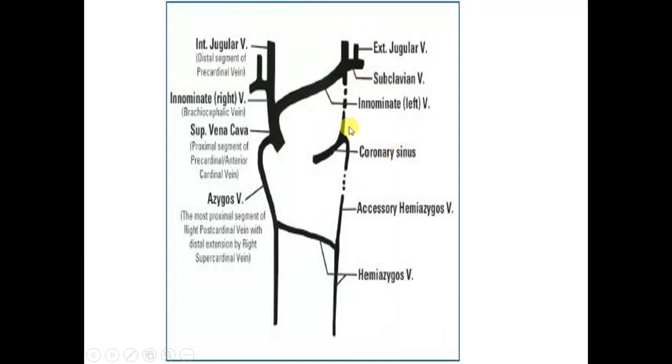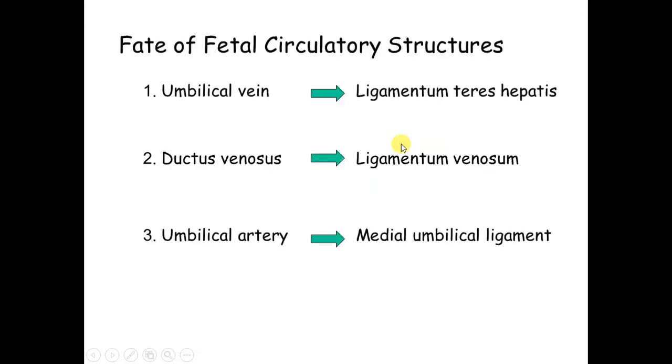And on the left side, here we see that the supracardinal system is disappearing. This part, the common cardinal vein on the left side, forms the coronary sinus. Otherwise, this is joining through the left subcostal vein into the brachiocephalic vein.